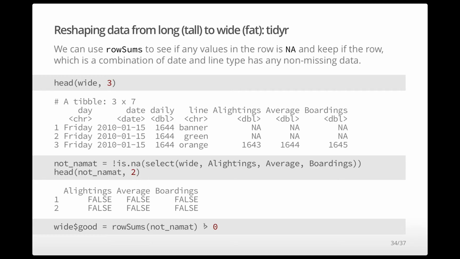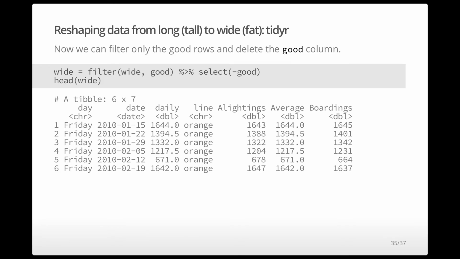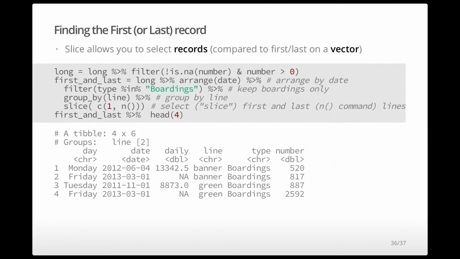So is.na is not only good for vectors, it can also be used for data sets. And when you start using these operations with rowSums and colSums, you can get some summary statistics about missing data in your data sets. All right, I'm not going to cover these.